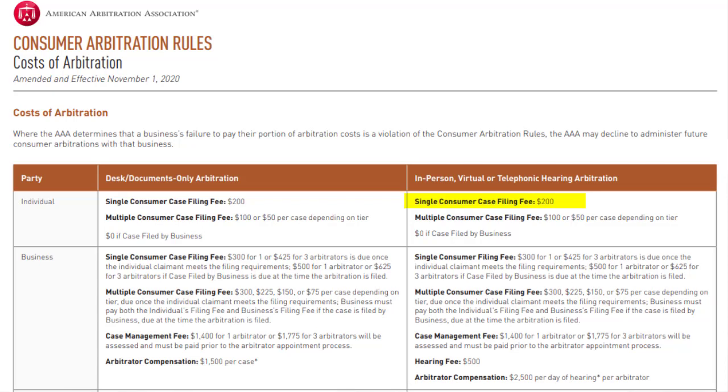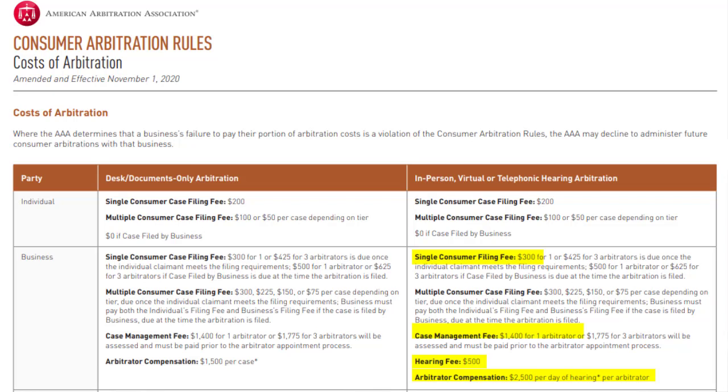The debt collector also has to pay $200. Actually, there's a $300 fee with the American Arbitration Association. They also have to pay a case management fee of $1,400. They have to pay a hearing fee, like if there's a court hearing or a trial, of $500. And then they have to pay the arbitrator, the person acting as the judge in the case, $2,500 for every day that the trial goes on.